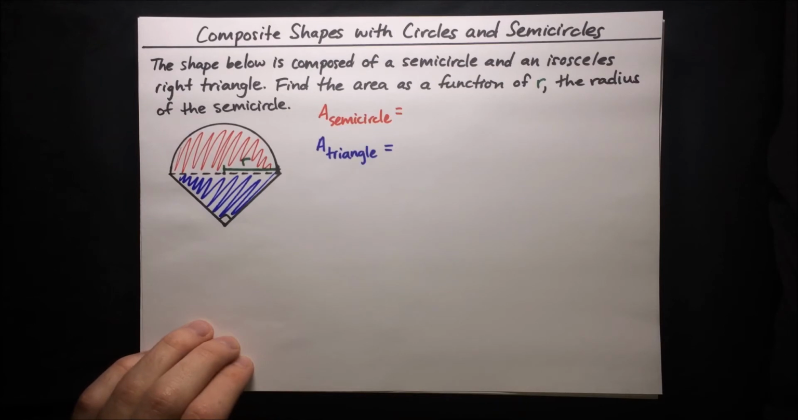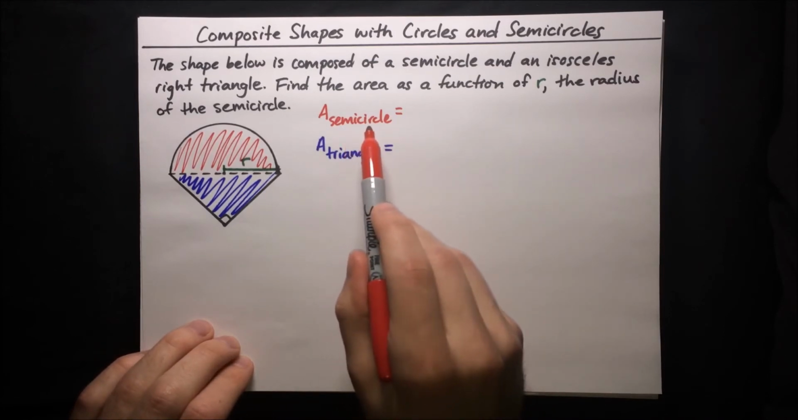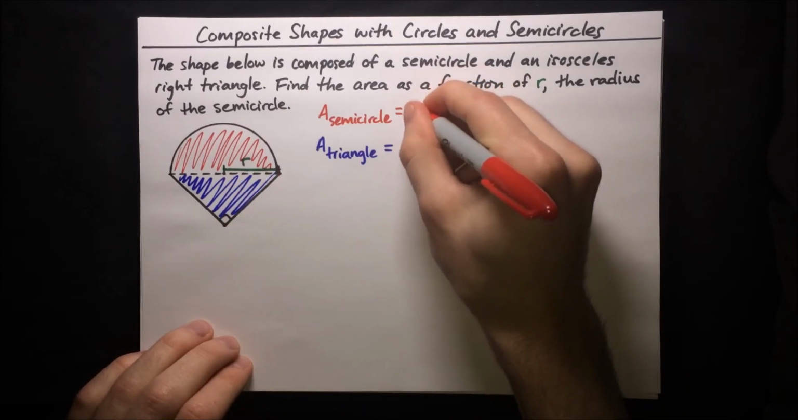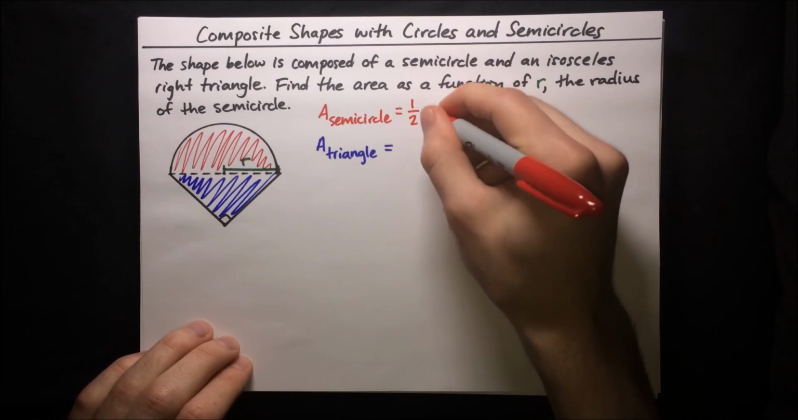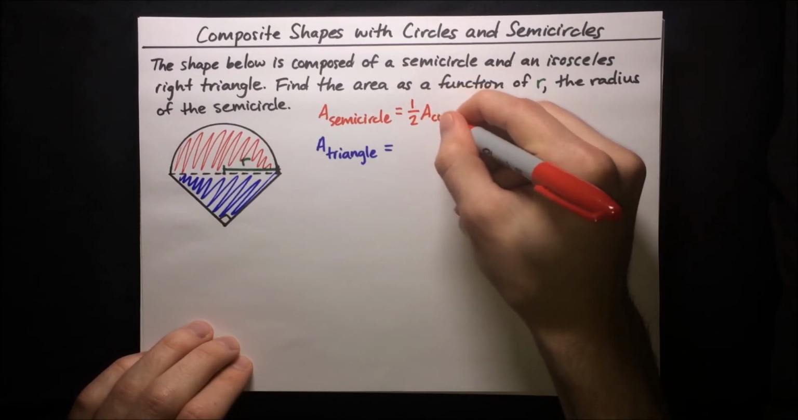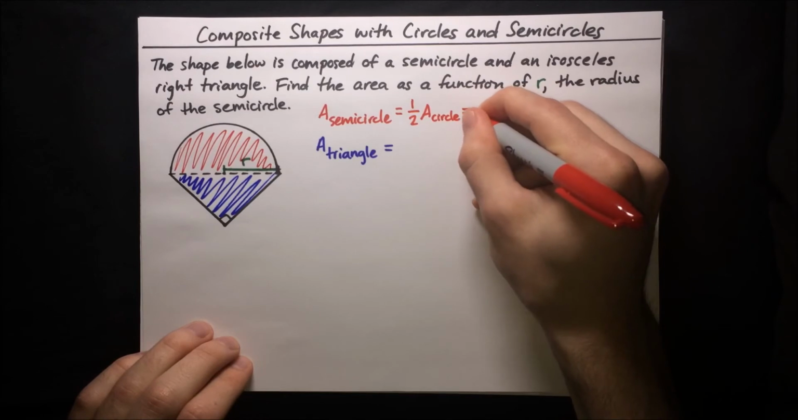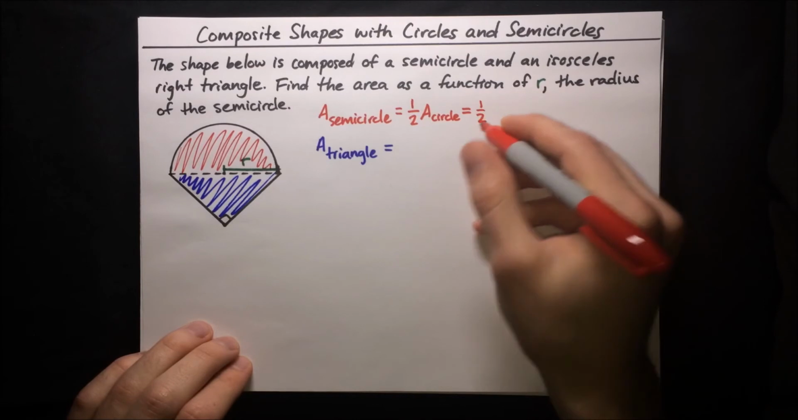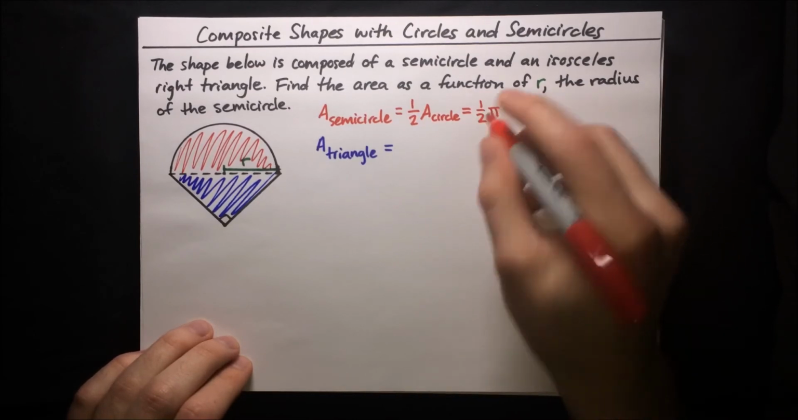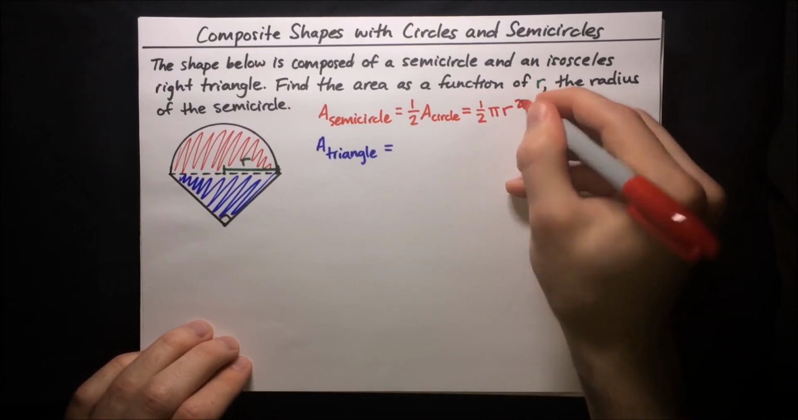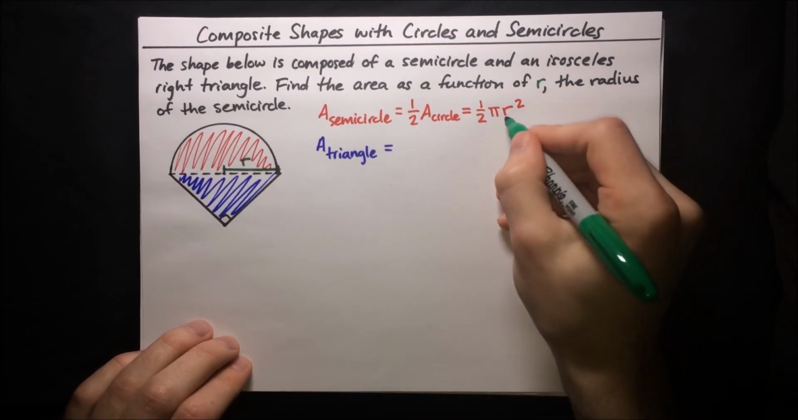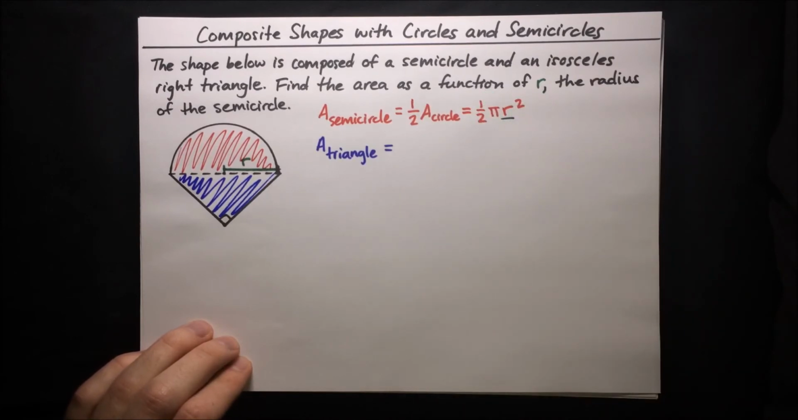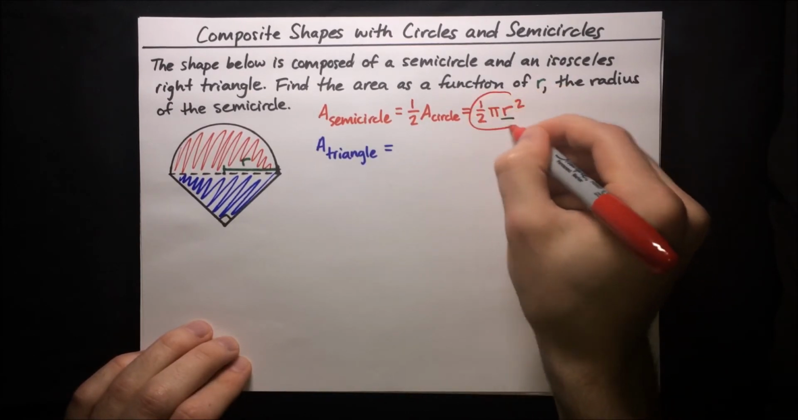So first of all, looking at the area of the semicircle. Area of a semicircle, well, that's just half the area of the full circle, because a semicircle is half the circle. So a half times area of circle. And area of the circle, we know a formula for that. So it's a half times pi times r squared. And there is our constant r. We're just going to leave that as is because we want the area as a function of r. So that's all we have to do to find the area of the semicircle.